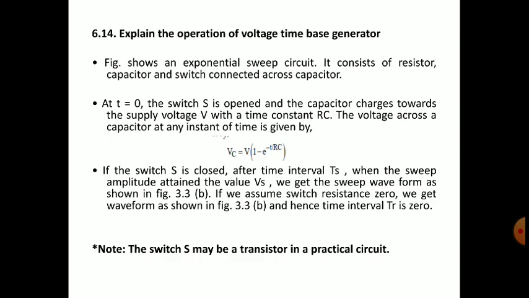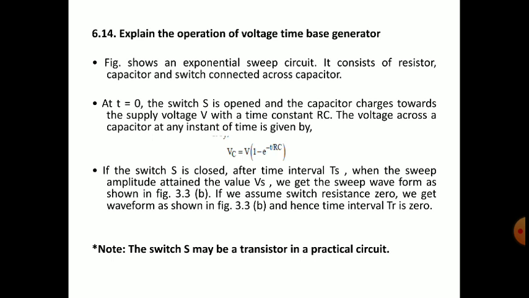So in the second point, at t is equal to 0, the switch S is open and the capacitor charges towards the supply voltage V with a time constant RC. At any instant of time, the voltage across the capacitor is Vc is equal to V into 1 minus e power minus t by RC. This formula can be derived from the initial value minus the difference of initial value and final value, right?